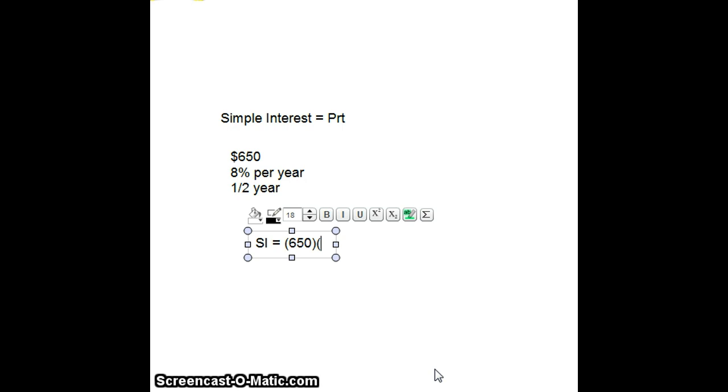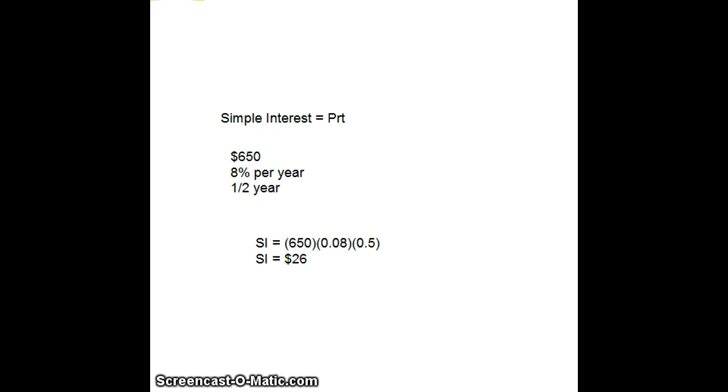Now to make this a bit simpler, we're going to put these in decimal forms. Okay? So 8% in decimal form would be 0.08. Right? And half a year, simply 0.5. Right? We multiply all of those together, we get a total of 26. So we can assume here that after 1/2 of a year, you will have $26 of simple interest. Right? So we've conquered our first goal here.